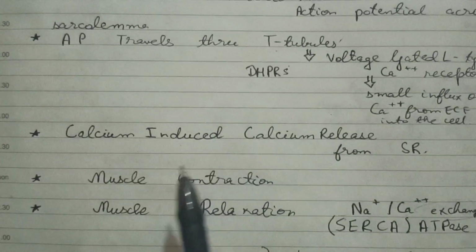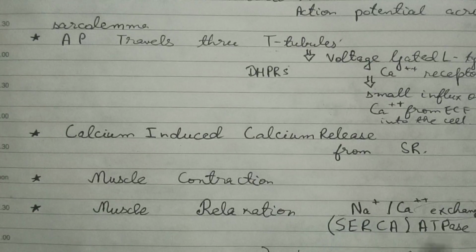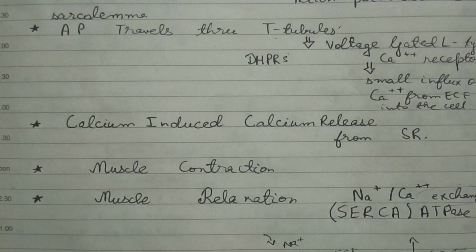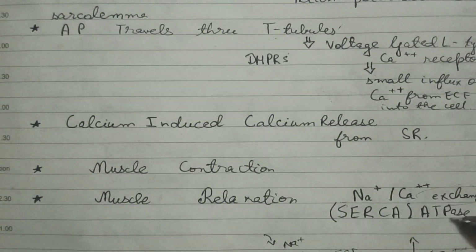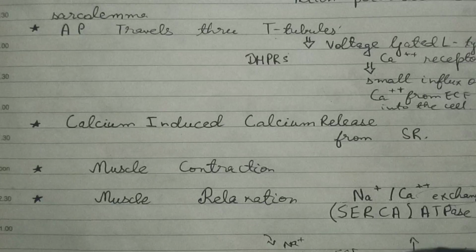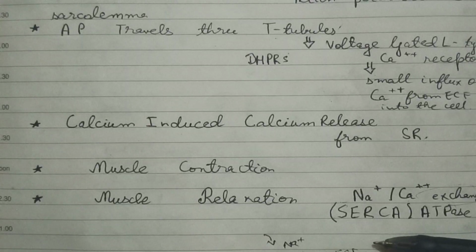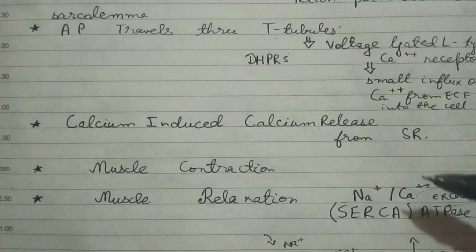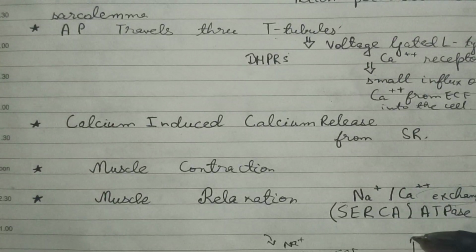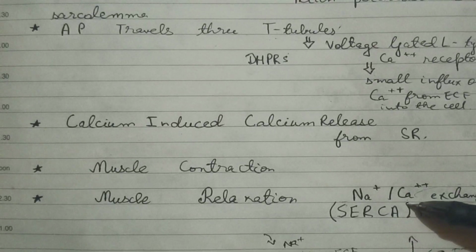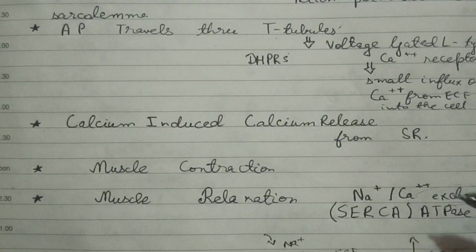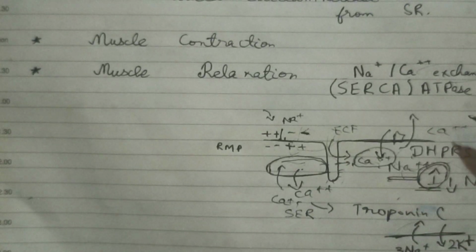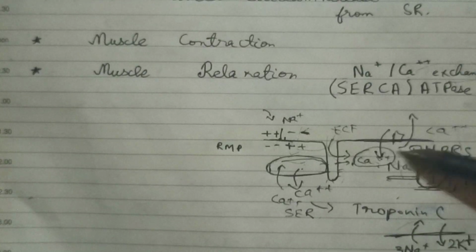Muscle contraction will take place, and then there will be removal of calcium due to SERCA ATPase and the sodium calcium exchanger. SERCA ATPase will work to move calcium into the sarcoplasmic reticulum by energy dependent processes, while the sodium calcium exchanger will cause efflux of calcium ions and influx of sodium ions.